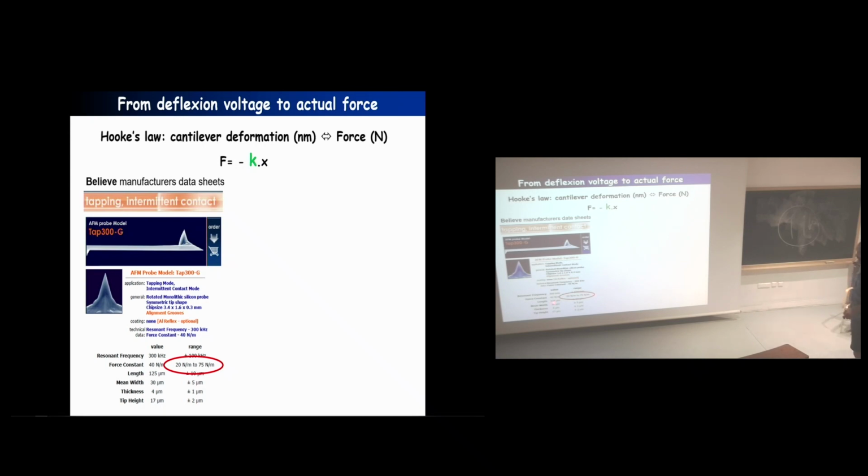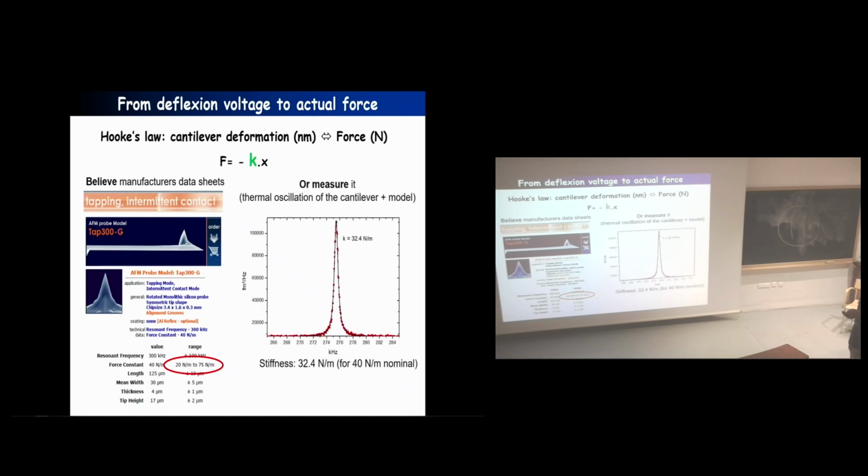If you want to be a little more precise, in modern AFM now, there is a method that relies on the thermal oscillation. You don't excite your cantilever, your oscillator, but because you are in a thermal bath, it oscillates. And if you measure this oscillation and you apply a simple model, you can obtain quite precisely the stiffness of your cantilever. So here we are. You have the sensitivity, you have the stiffness, you know the force.